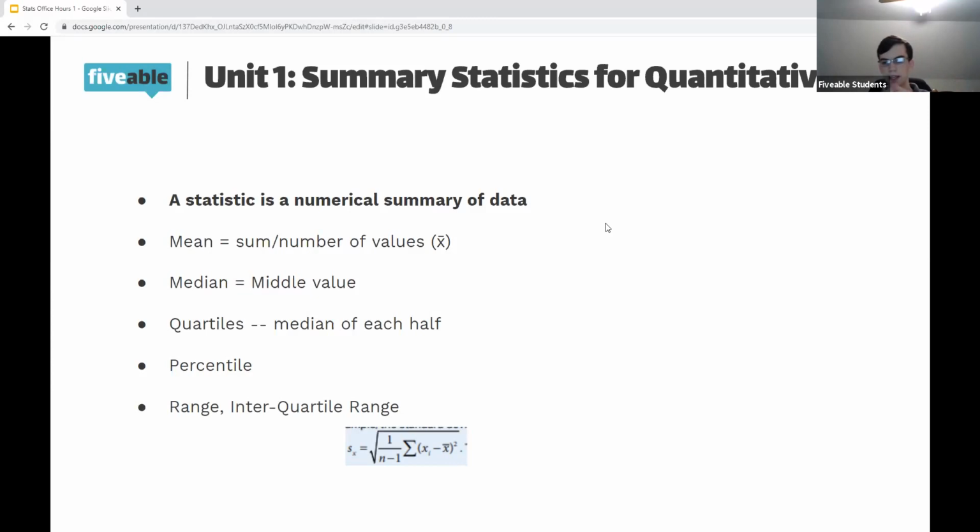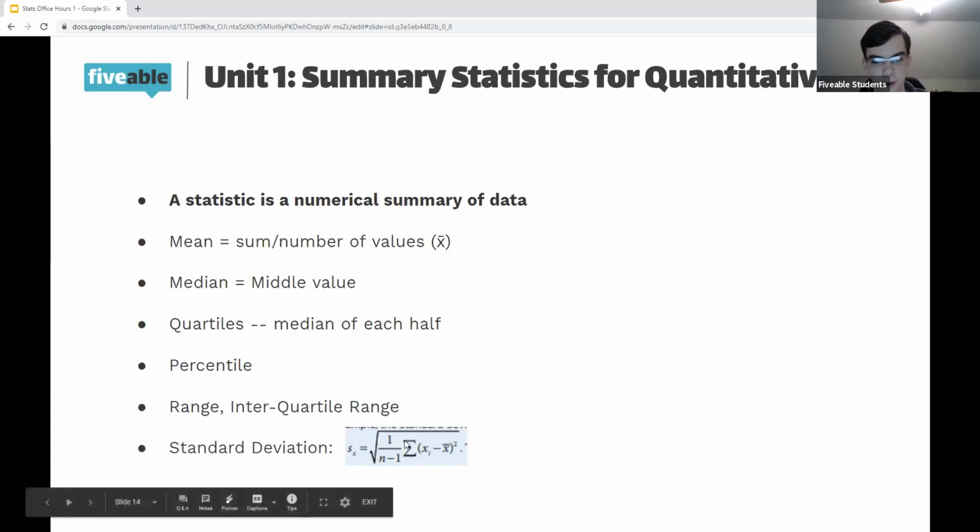Then, looking at measures of spread, we have range, which is max minus min, and interquartile range, which is quartile 3 minus quartile 1. And then the mean-based version of that is the standard deviation. That's given by this rather long and complicated formula from the formula sheet.